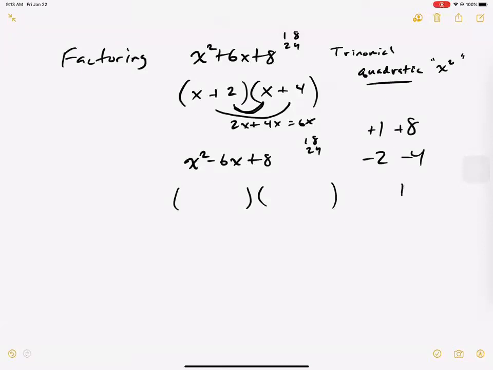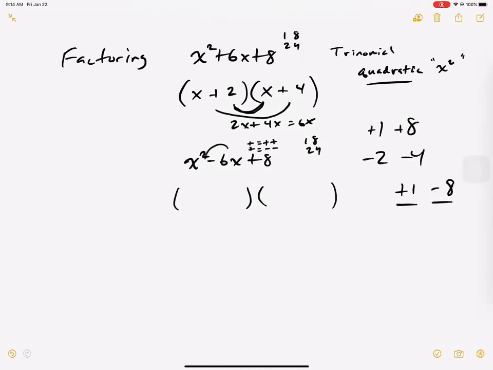It cannot be plus 1 and minus 8, because a positive 1 times negative 8 would give me a negative third term. So if it's a plus at the end, we know it's either going to be plus, plus, or minus, minus. Either way, we're going to be adding these terms. If it was a plus, minus, we would be subtracting the terms.